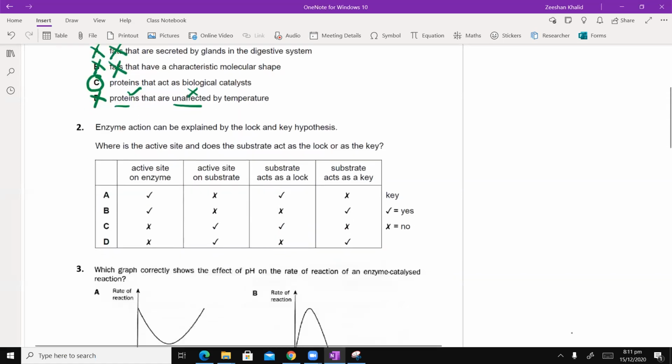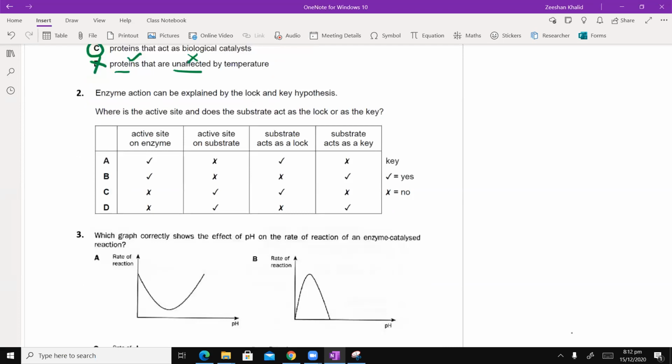All right. MCQ number 2. Enzyme action can be explained by the lock and key hypotheses. Okay. Where is the active site, and does the substrate act as a lock or as the key? Okay. So let's make sense of this question once again. Let's read this question again. Where is the active site? Okay, that's first part of the question. And does the substrate act as lock or key?